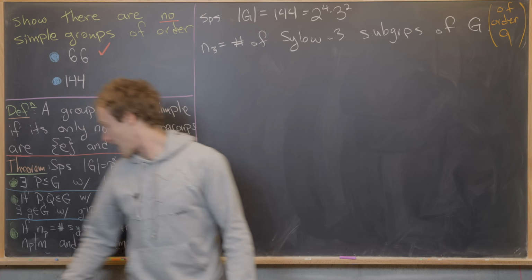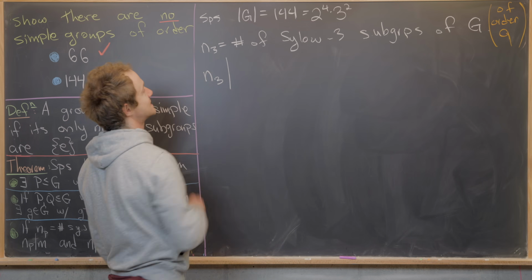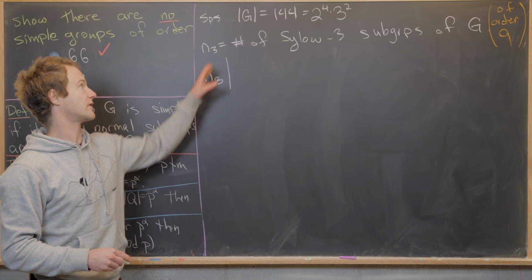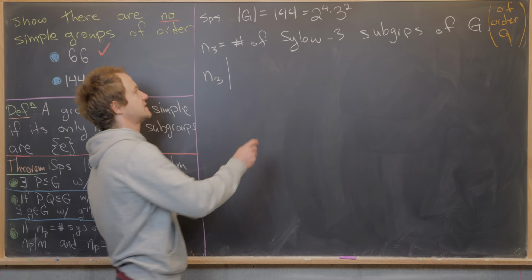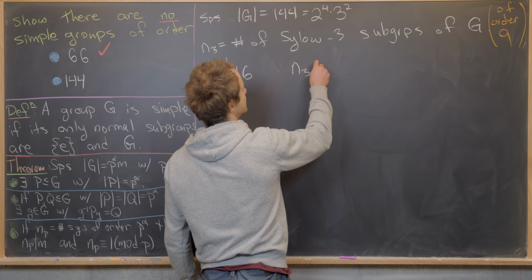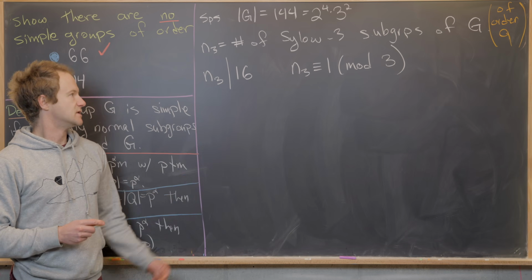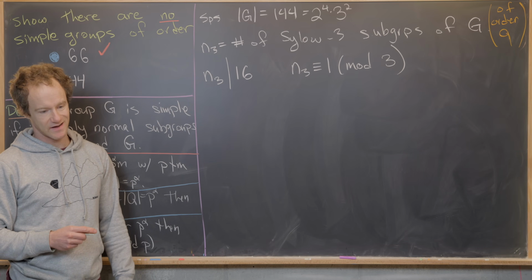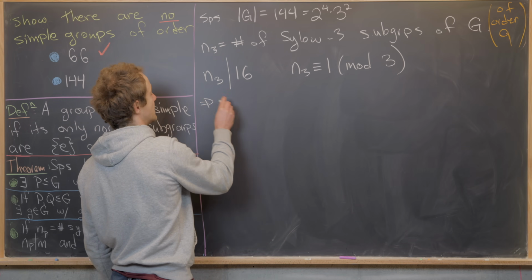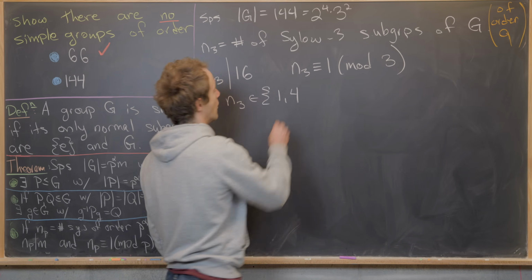Okay, great. Now by this condition down here, we know that n3 must divide whatever is left over after we divide out all the 3-ness from the order of G. So in other words, it has to divide 16. And then we also know that n sub 3 needs to be congruent to 1 modulo 3. So now putting those together, that just gives us a fairly small set to check. So in fact, what we get is that n3 is in the following set: 1, 4.